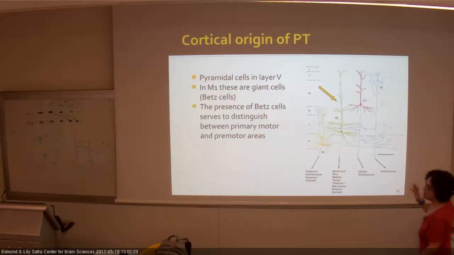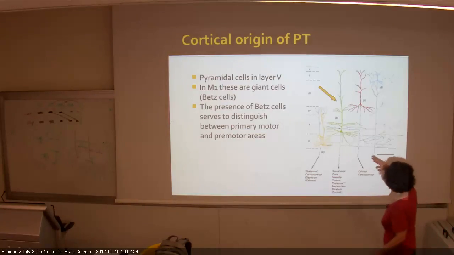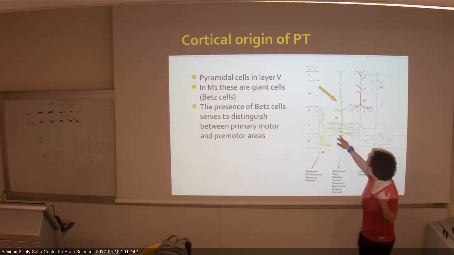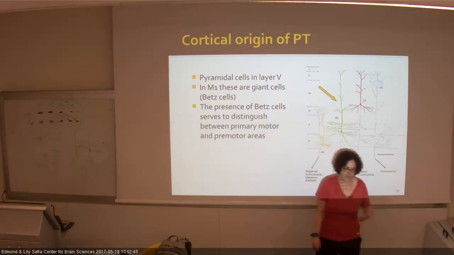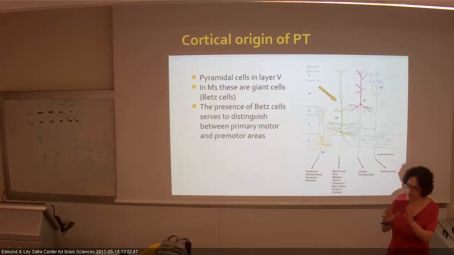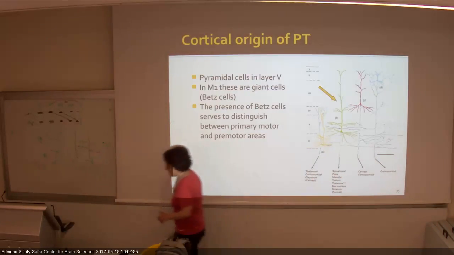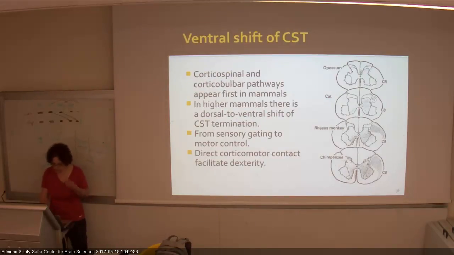And in layer 5 in the primary motor cortex, we have really, really large pyramidal cells because they need to maintain an axon that has to go all the way to the lumbar spinal cord. So in the primary motor cortex, there is a distinguishing feature of super large pyramidal cells that are called Betz cells, and in fact, histologically, this is the way that we distinguish between motor and premotor cortical areas. And these are the source for the pyramidal tract.